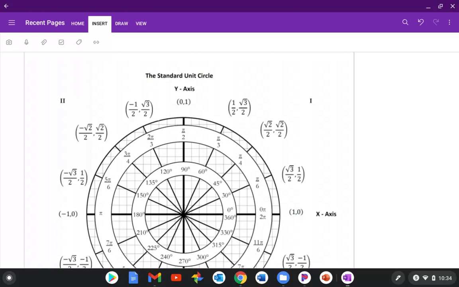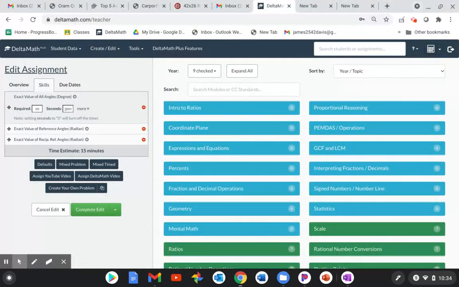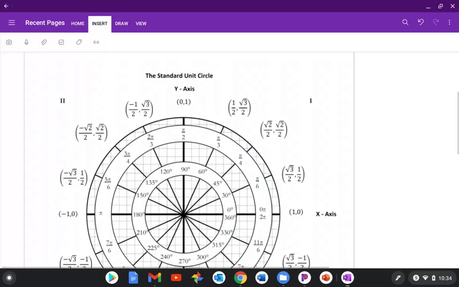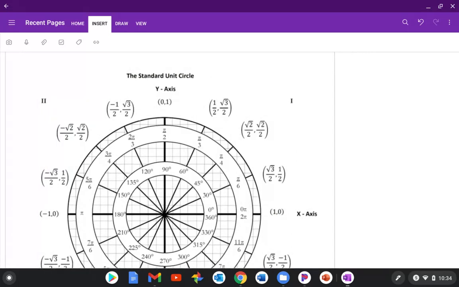We're going to be using our unit circle, and we're just going to be doing a timed version of some problems where we're finding the exact value of angles, whether they be in degrees or in radians. Another thing you're going to need is a little chart that we made the other day. If you didn't write that out, I would write that out now.